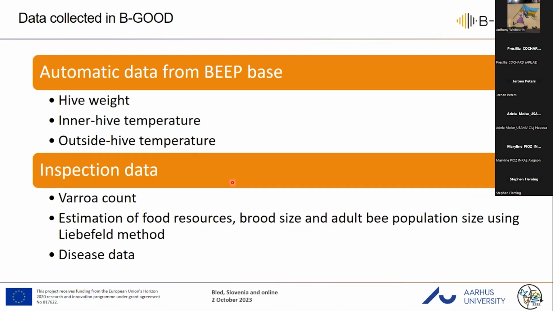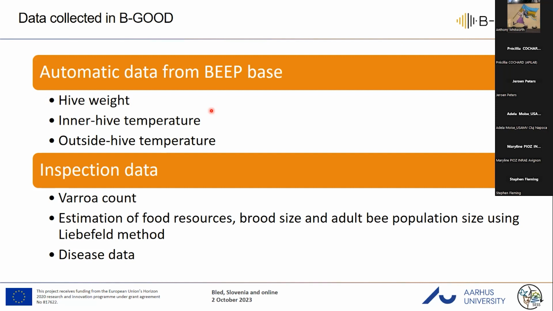So let's see the data. These are the two types of data collected in BeGood. First is the automatic data from BeepBase. For this study, we mainly use three types of automatic data. First is hive weight, and then the inner hive temperature and outer hive temperature. So these three types of automatic data we collected from BeepBase.